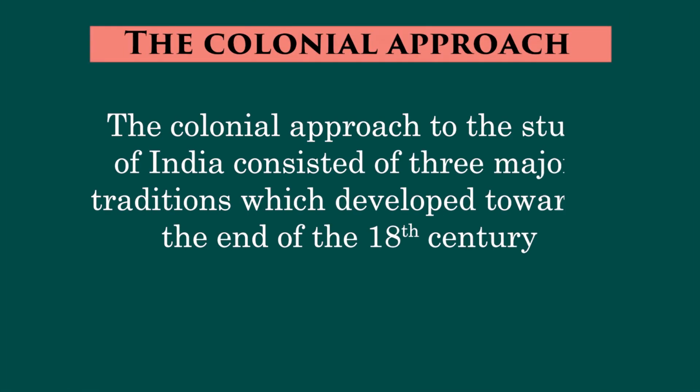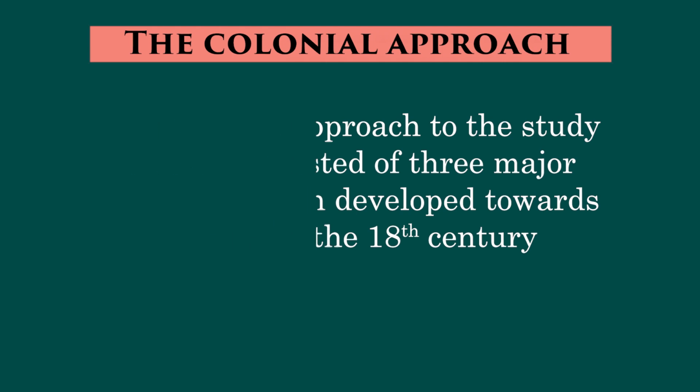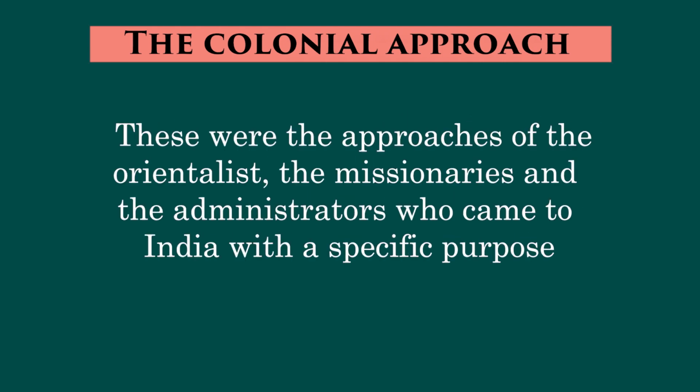In fact, what I go on to do is to outline 3 kinds of approaches in this particular module, namely the colonial approach, the nationalist approach and the subaltern approach. So, under the colonial approach, there are 3 sources of information about Indian society that are available to us, namely the perspective of the Orientalists, the perspective of the missionaries and the perspective of the administrators. Now, these were the 3 main traditions which developed towards the end of the 18th century, and each of these categories of people wrote about India with a specific purpose in mind.